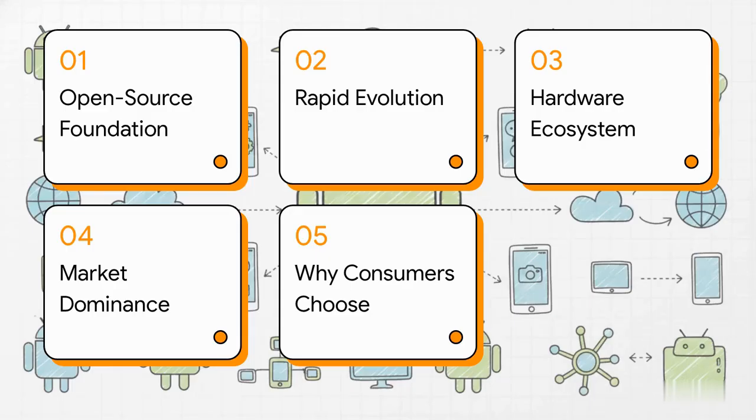Well, here's our roadmap for today. First, the open source foundation. Second, a history of rapid evolution. Third, the global hardware ecosystem. Fourth, Android's market dominance. And fifth, why consumers choose Android.